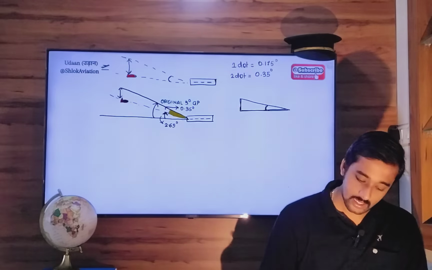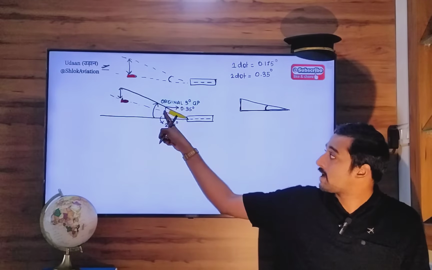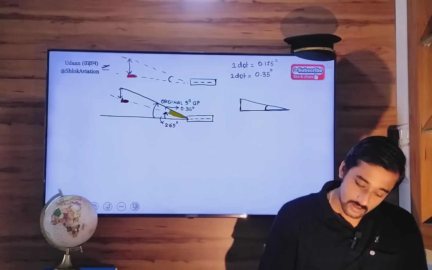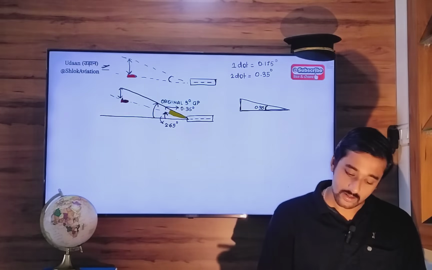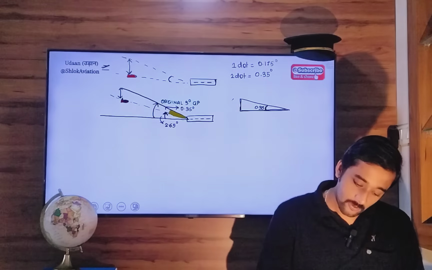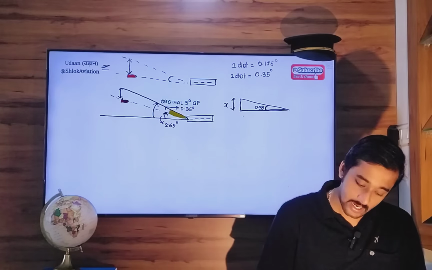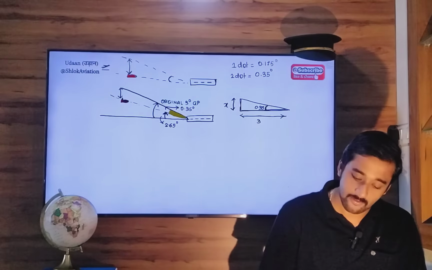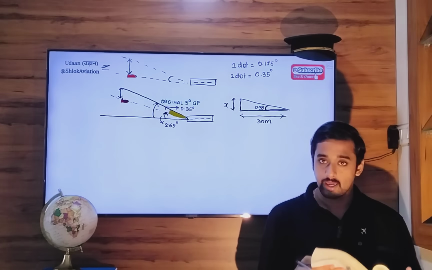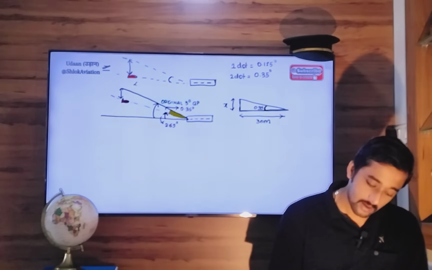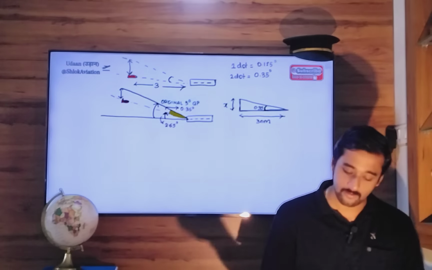That angle of the inner triangle is 0.35 degrees. Okay. We have to find the vertical distance x. An aircraft is 3 nautical miles away from the threshold of the runway.